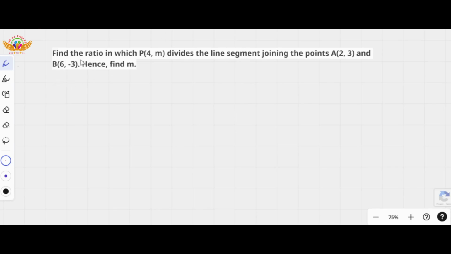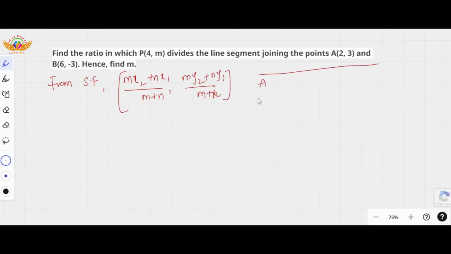Whenever you see the ratio, directly go with the section formula. What is the section formula? (mx2 plus nx1) divided by (m plus n), and (my2 plus ny1) divided by (m plus n). This is our section formula, right? If this is my line segment and this is my point A, that is 2 comma 3 they have given, and this is my point B, that is 6 comma minus 3. The point P is there and this point P is 4 comma m.